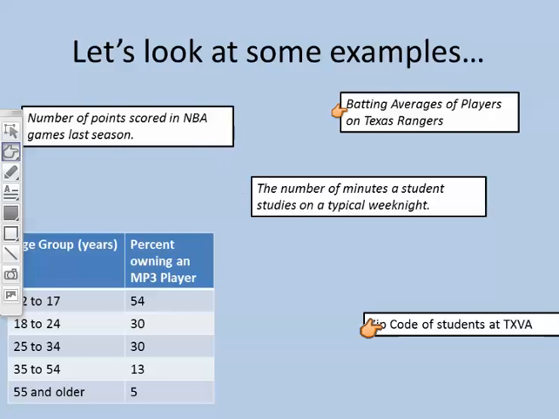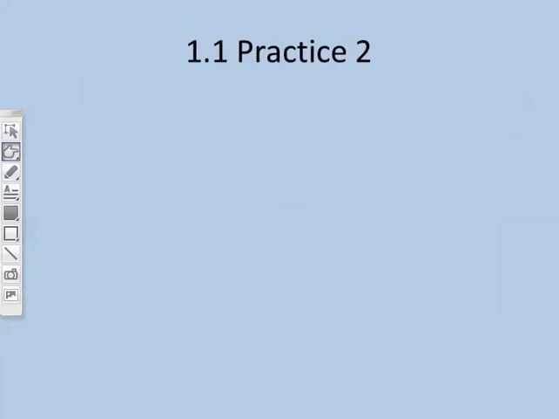Okay? How about this one? Zip code of students at TXVA. That would be an example of a categorical type of number. Okay? Well, having done this, you're ready for the 1.1 practice. Probably some terms you don't know there. Look them up. Bring questions to the TOGAs or to the Class Connect, and we'll talk about these type of things. We're getting ready to have to start using calculators, so get them ready. We'll be using them in the next couple of lessons.